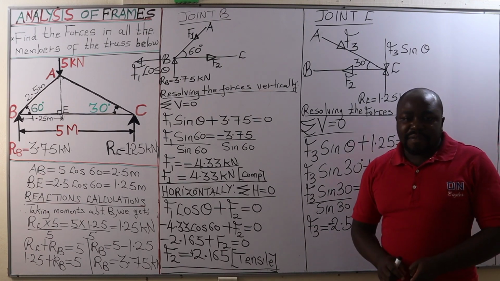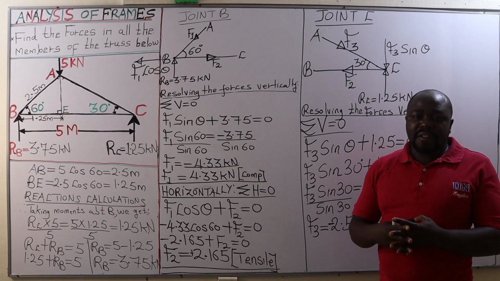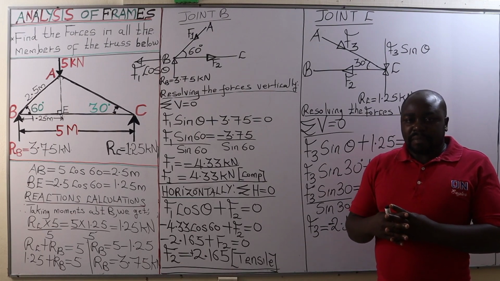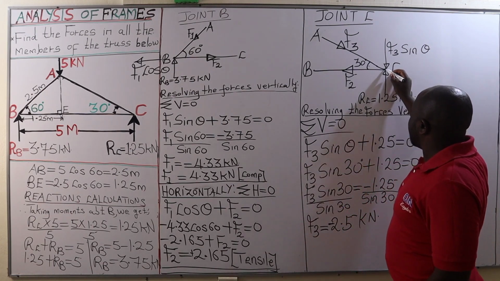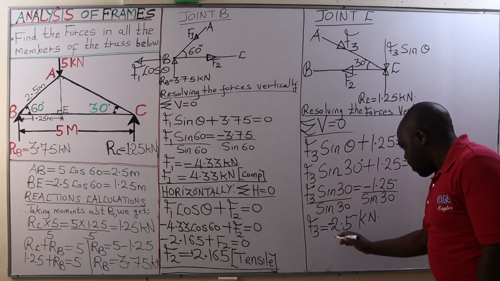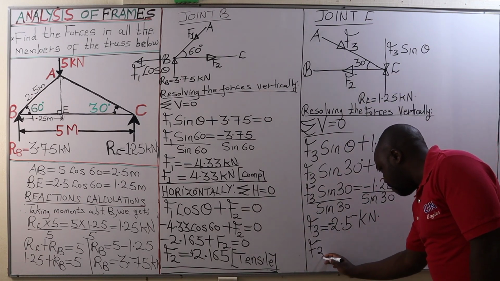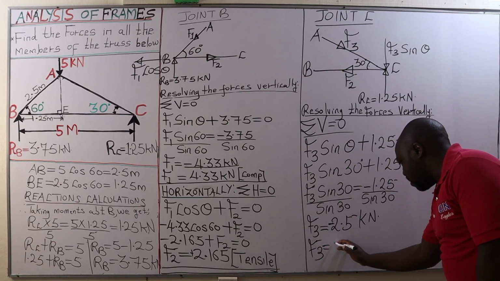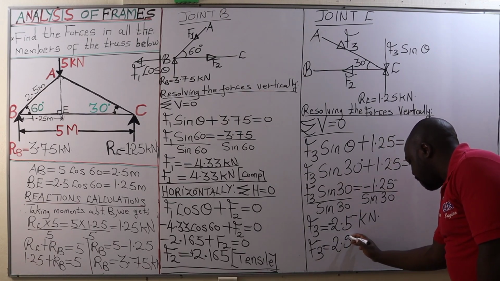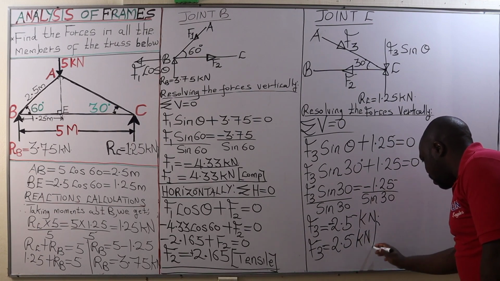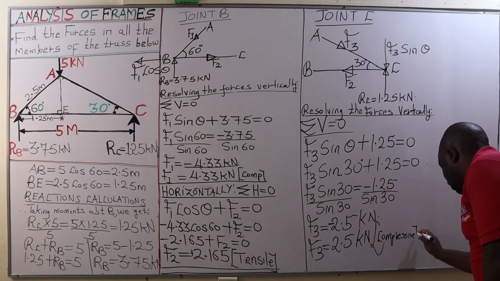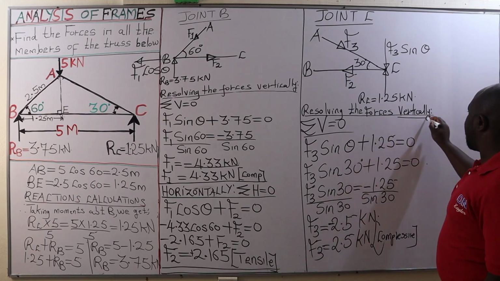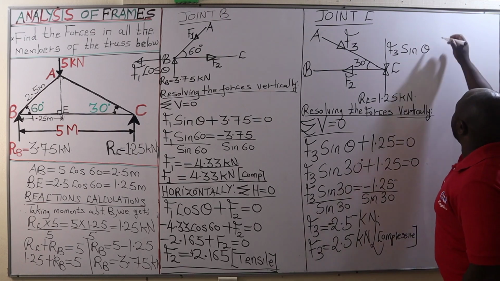Whereby, negative 2.5 means that this force is a compressive force. That is, the force is compressing the joint C. And therefore, if we ignore the negative, we can write it as F3 is equal to 2.5 kilonewtons (compressive force). So that is the analysis of the forces vertically.